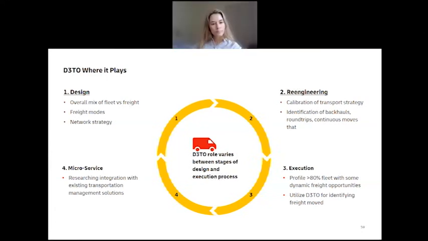We have one last question from Frank. He's saying that DHL collects its routing data. Is this data available to public DOTs?